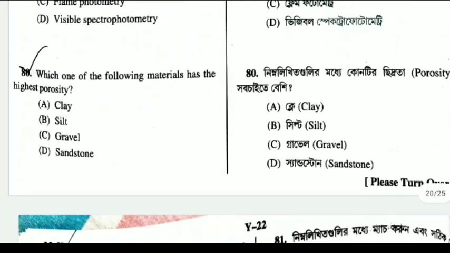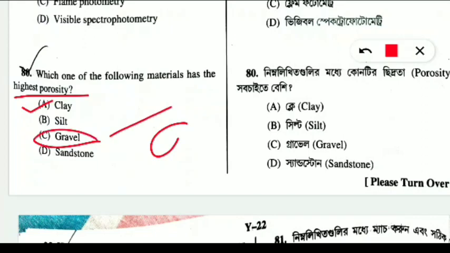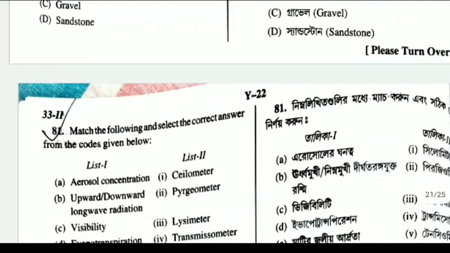Question number 80. Which one of the following materials has the highest porosity? This also creates confusion in your mind. So what will be the correct option? Option number A. Yes, clay is the material which has the highest porosity. So don't get confused between porosity and permeability. Gravel has the highest permeability, but clay has the highest porosity. So this is the concept. Remember this. Coming to the next question.